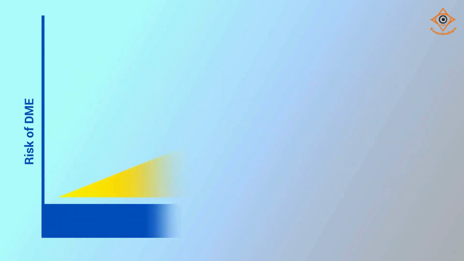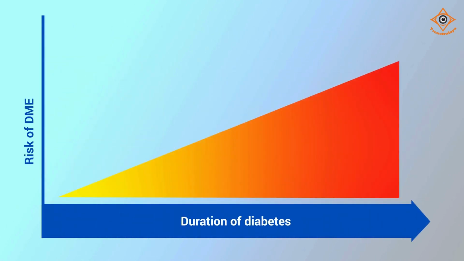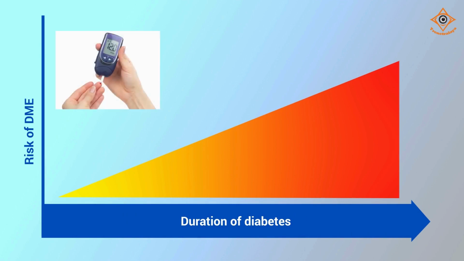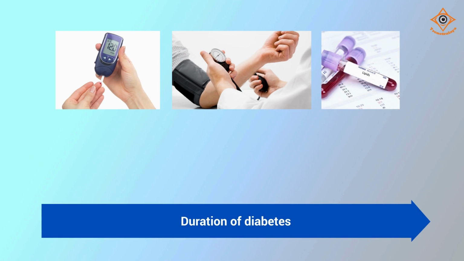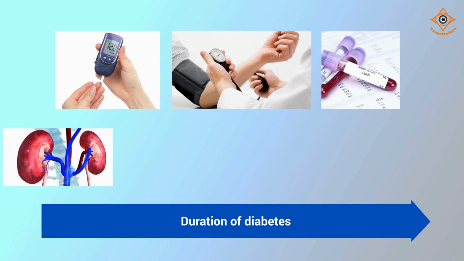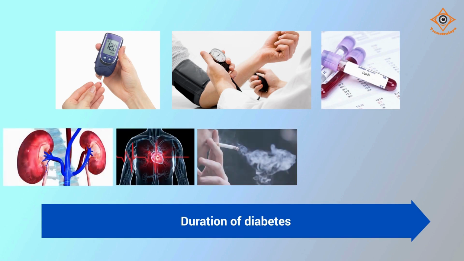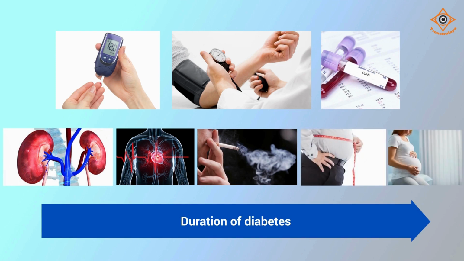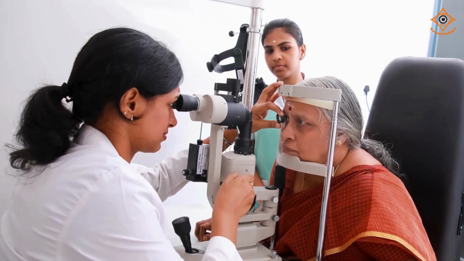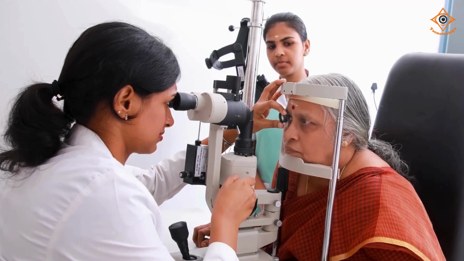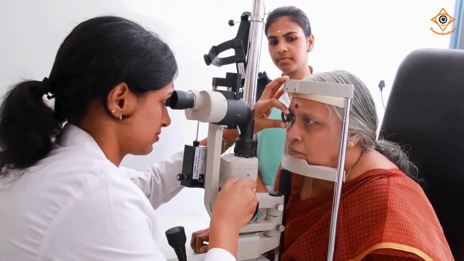The risk of developing DME increases with duration of diabetes, as well as abnormal levels of blood glucose, blood pressure, and blood lipids. Other diabetes complications, kidney disease, cardiovascular diseases, smoking, obesity, and pregnancy may also increase your risk for DME. You can lower your risk by controlling any modifiable risk factors you may have, managing your diabetes and, of course, getting comprehensive eye exams as often as your doctor determines.